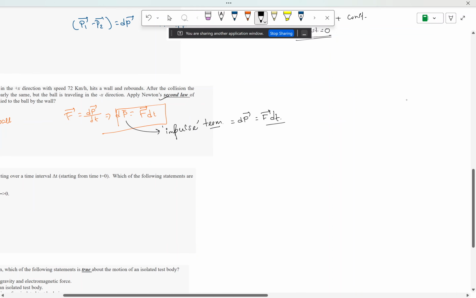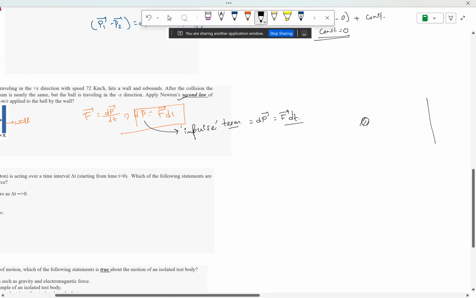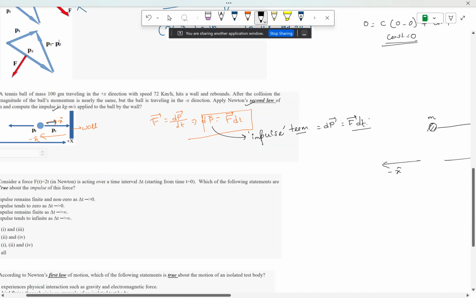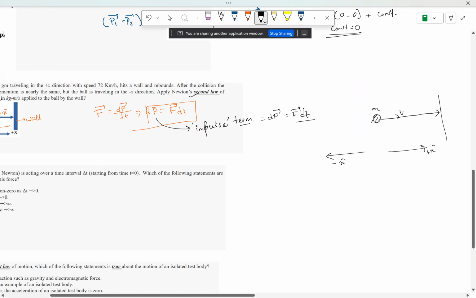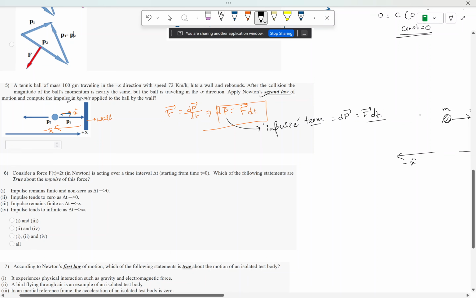First of all, here there is a ball of mass 100 grams. This is a ball that is moving in this direction. This is the plus x direction, and the opposite direction is the minus x direction. Now it is moving with a mass m, and the velocity in the plus x direction is v equal to mod of v times x cap. X cap is the direction of the velocity and mod v is the magnitude of the velocity.